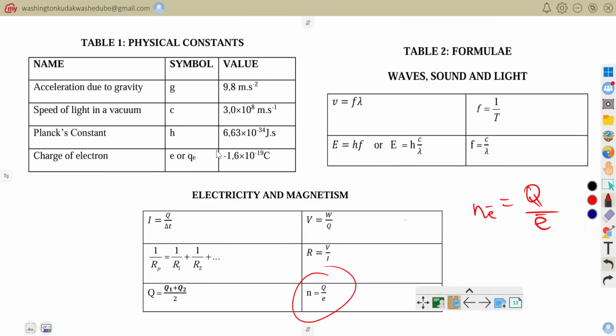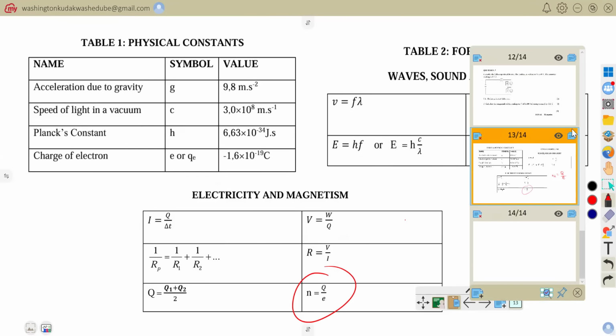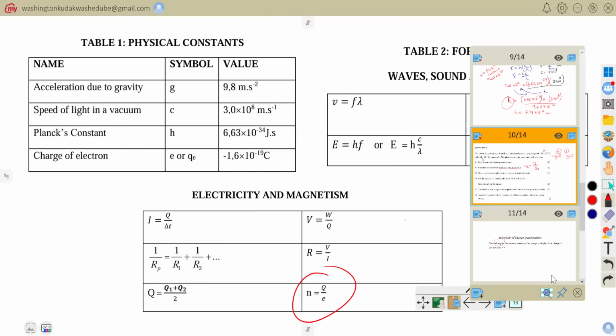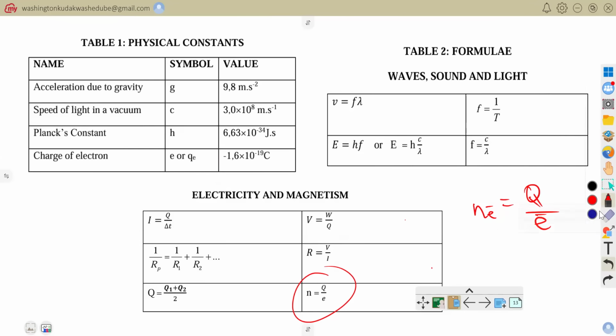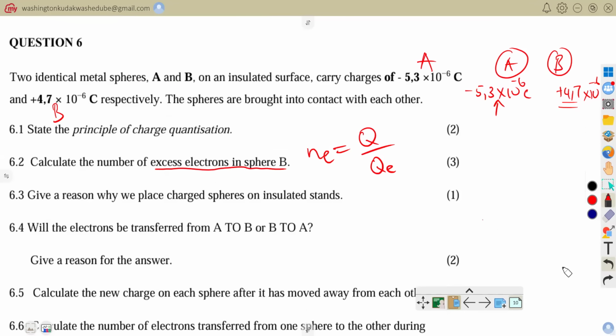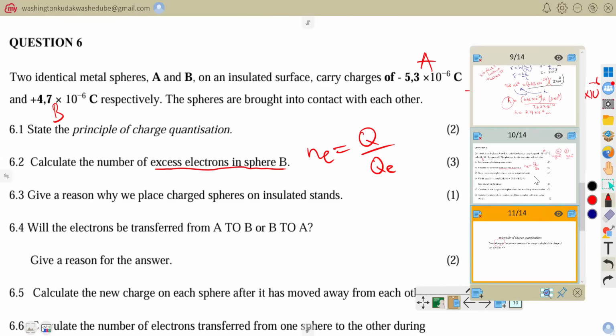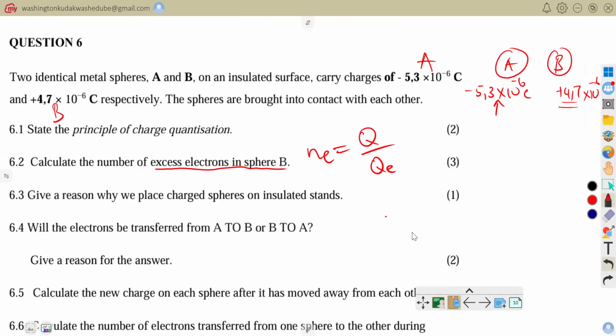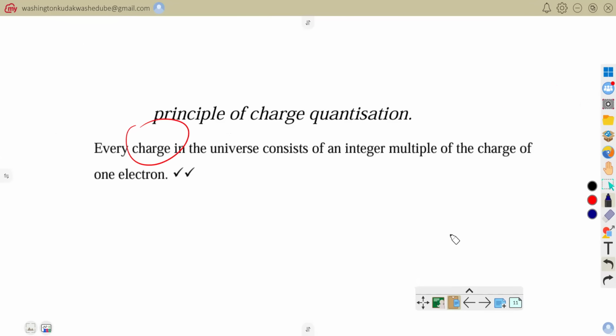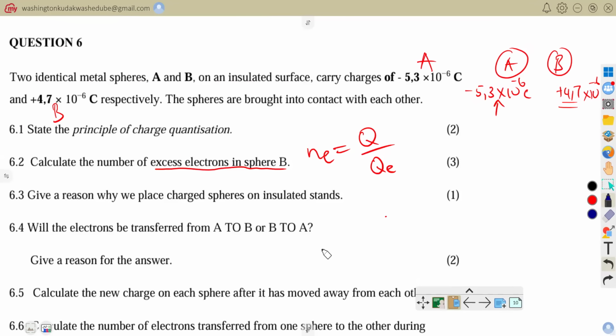And the charge of each electron is equal to what? 1.6 times 10 to the power negative 19. This is what I'm going to use from our question that we are given. So here they're saying calculate the number of excess electrons.